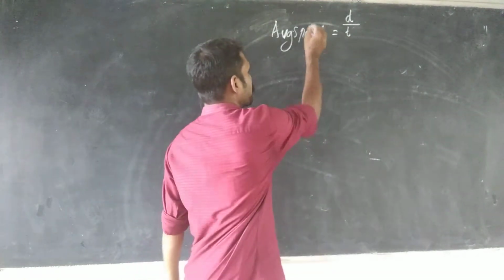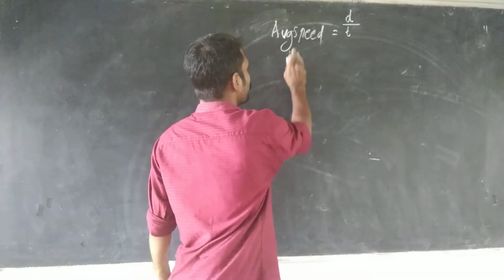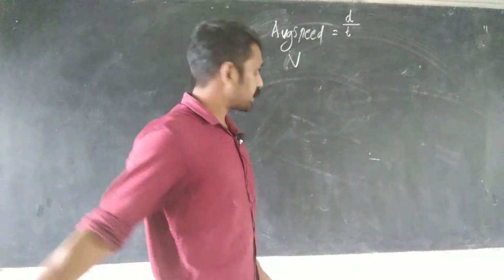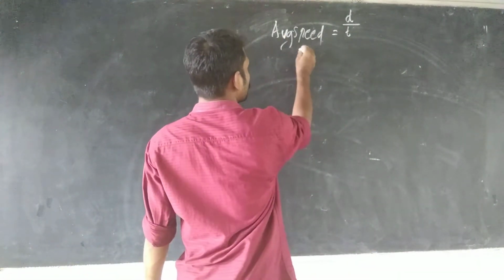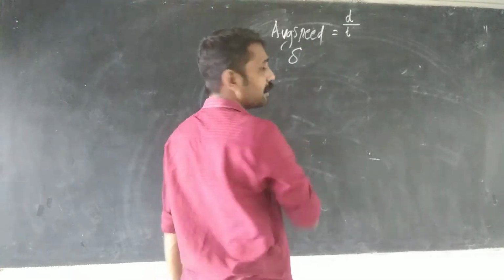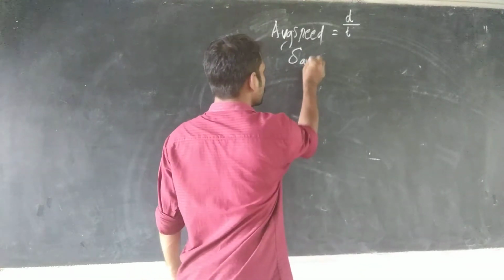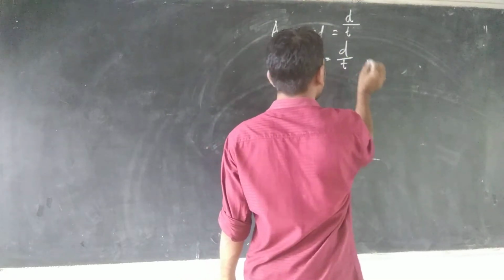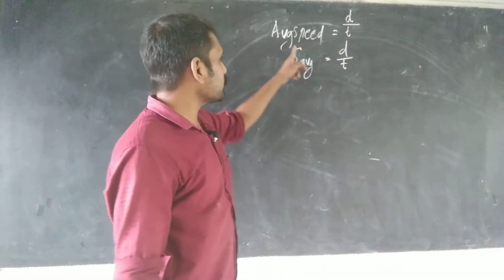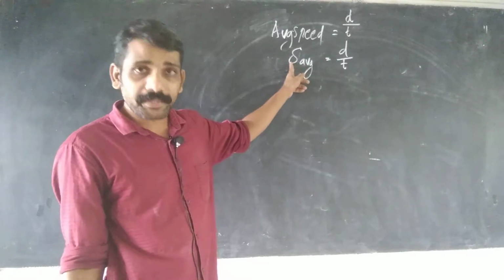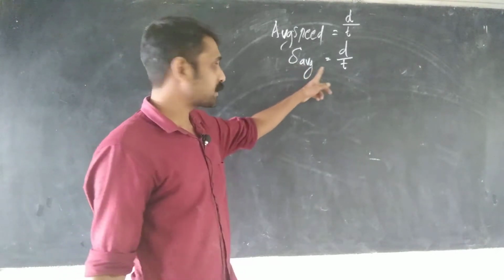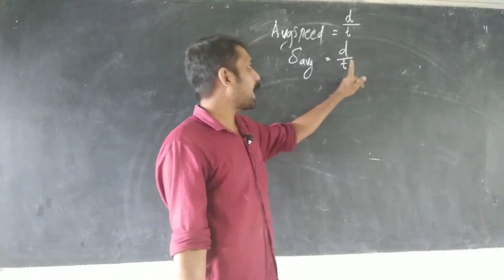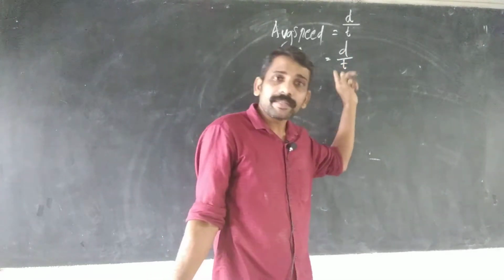So average speed, that is v average. Speed is represented by capital letter S. S average is equal to d by t, where total distance is represented by d and total time is represented by t.